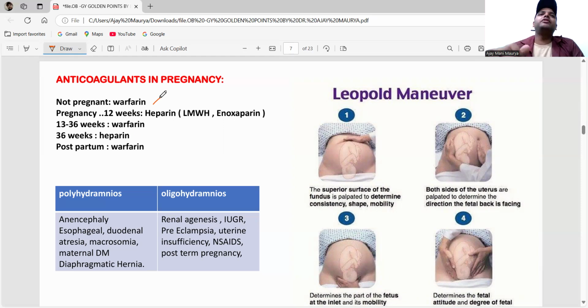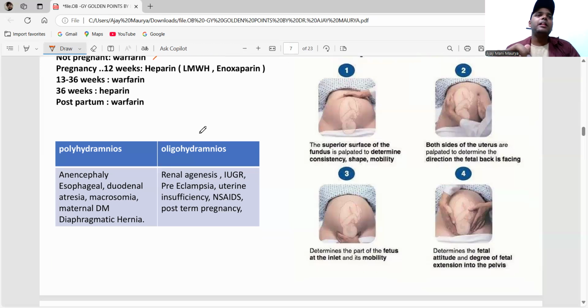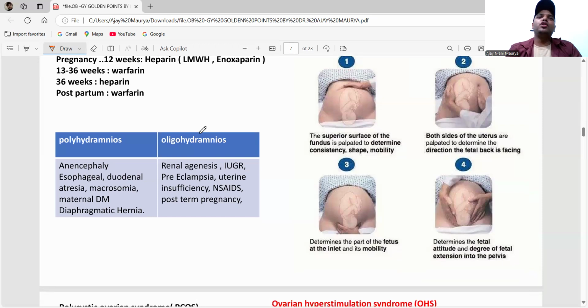In the first trimester, guys, you have to give heparin, because warfarin is contraindicated. Heparin example: enoxaparin. Then from 13 to 36 weeks, you again shift to warfarin. Done. Next one, guys, is polyhydramnios and oligohydramnios.